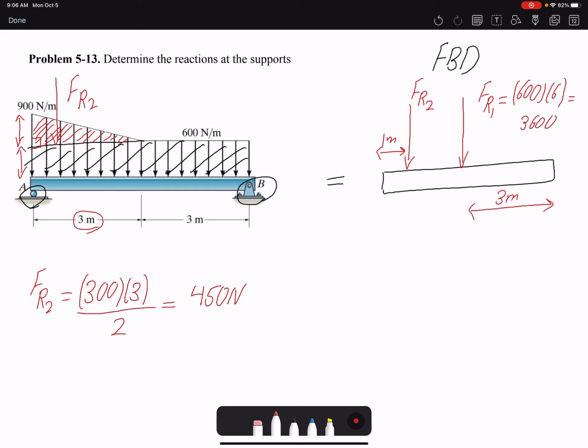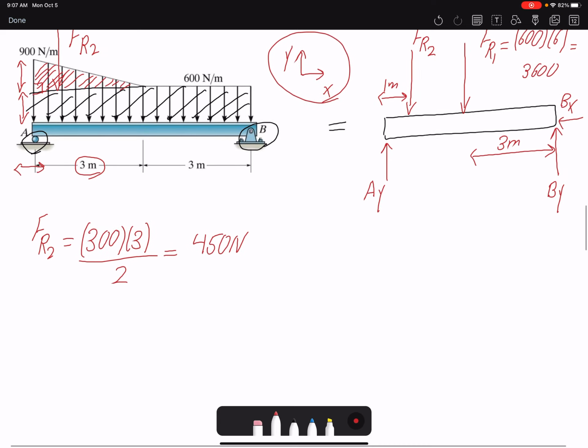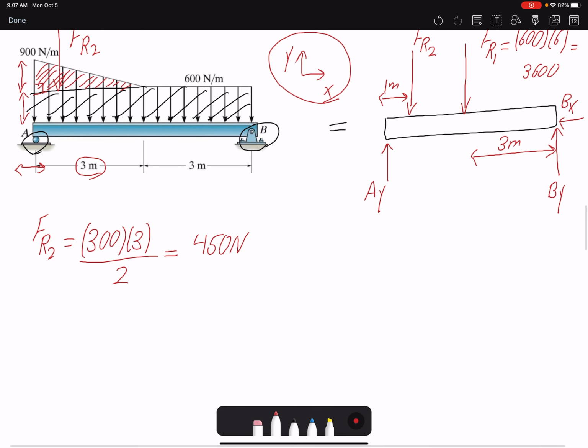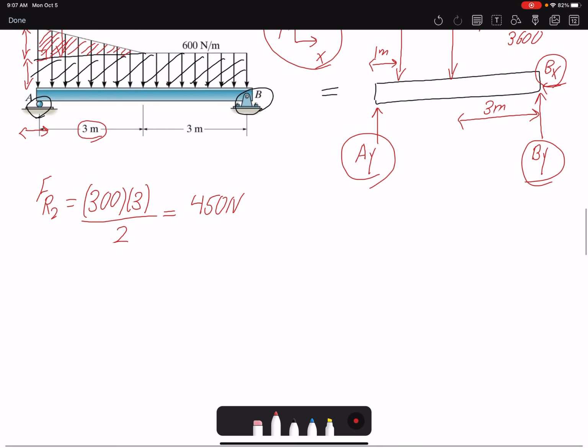Now I need to write my reaction forces. At A, it's a roller, so only AY is free to move in X direction. For B, I have both. I have both BY and BX. You could write BX in any direction that you want. Here my coordinate, the problem doesn't have a coordinate, so I can draw my own. This is XY. So I have 3 unknown, AY, BY, and BX. And I have 3 equilibrium equations.